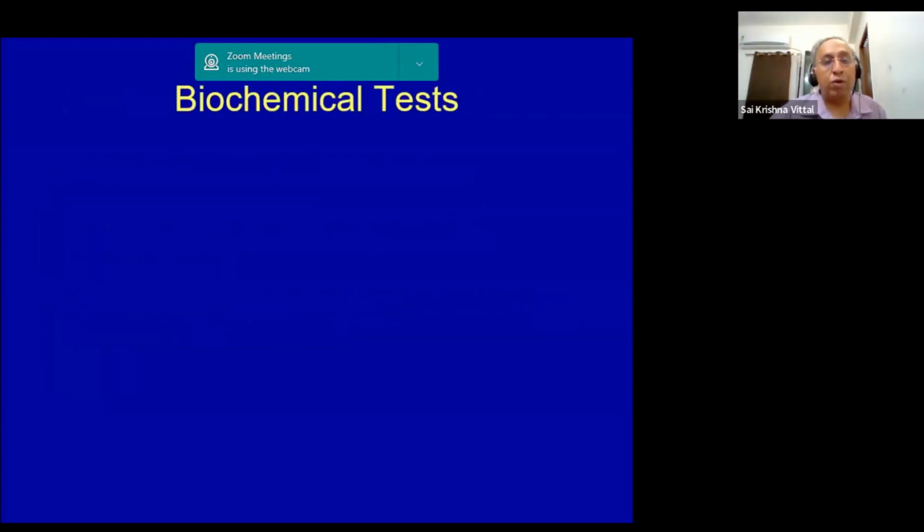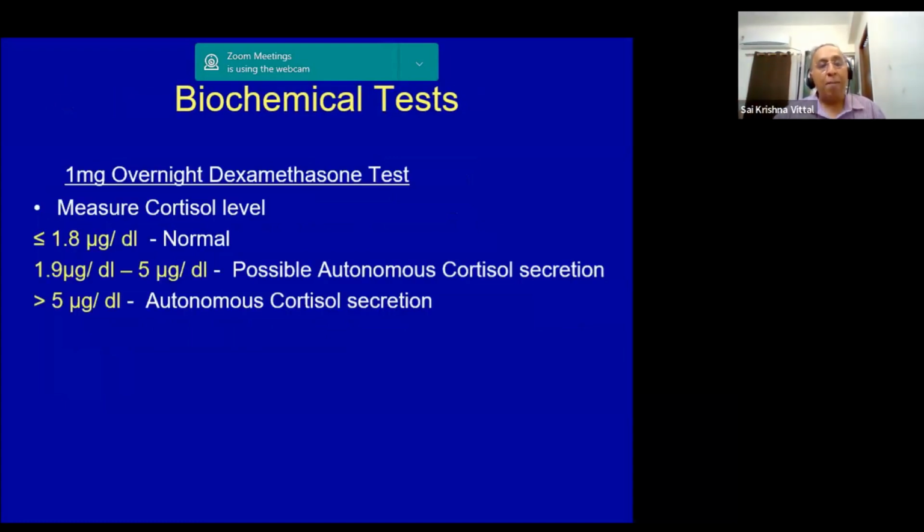How will you diagnose? First of all, biochemical test. What is the best screening test? Is a humble and a simple 1 milligram overnight dexamethasone test. You give 1 milligram dexamethasone, I'm sure all of you do it, at 11 o'clock the previous night, and measure the cortisol levels at any time between 8 to 9 in the morning. If it is less than 1.8 microgram per deciliter, it is normal. If it is more than 5 microgram per deciliter, then it is most likely a case of autonomous cortisol secretion.